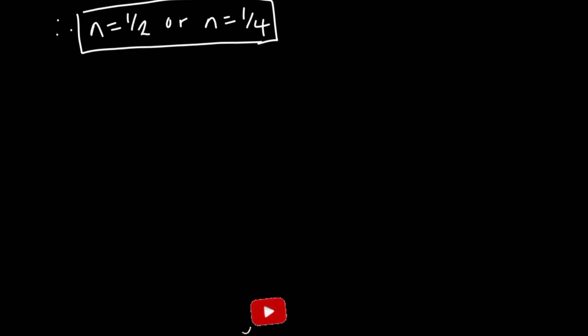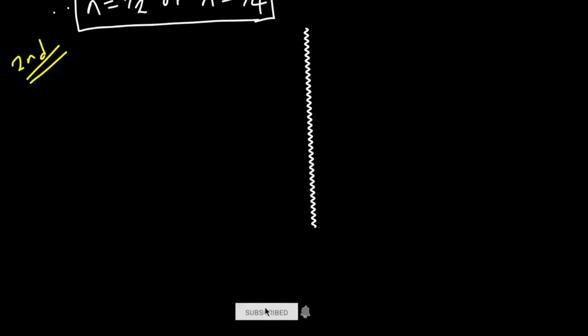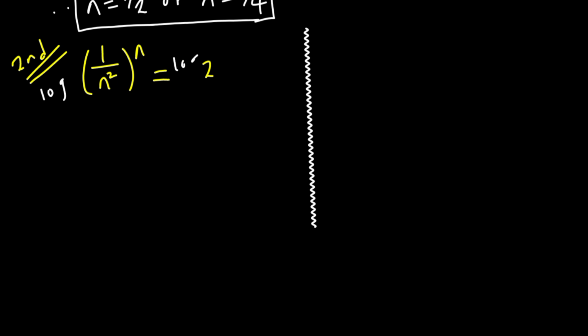Now let's go to the second method. Now with this second method, we are going to be making use of the standard logarithm, and our logarithm is going to be in base 10, and this equals 2. So we go ahead to take log base 10 of both sides.